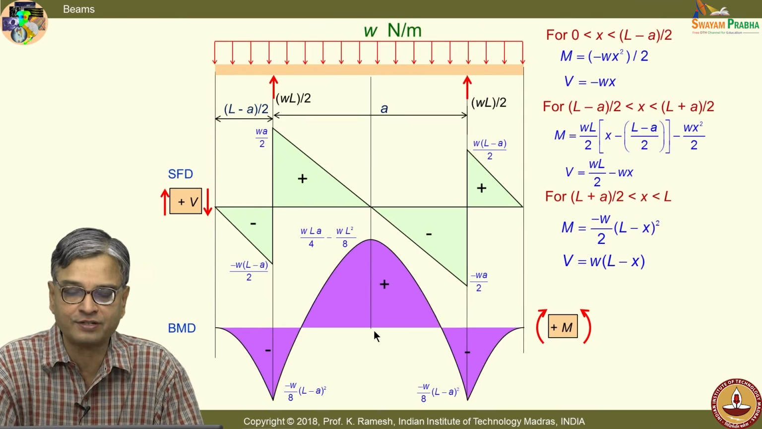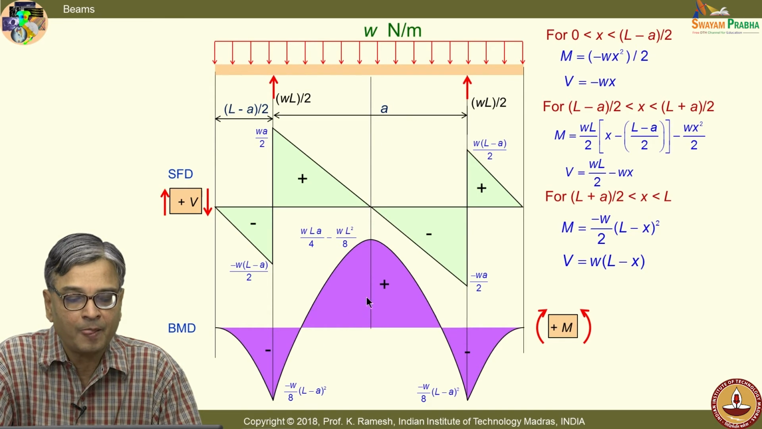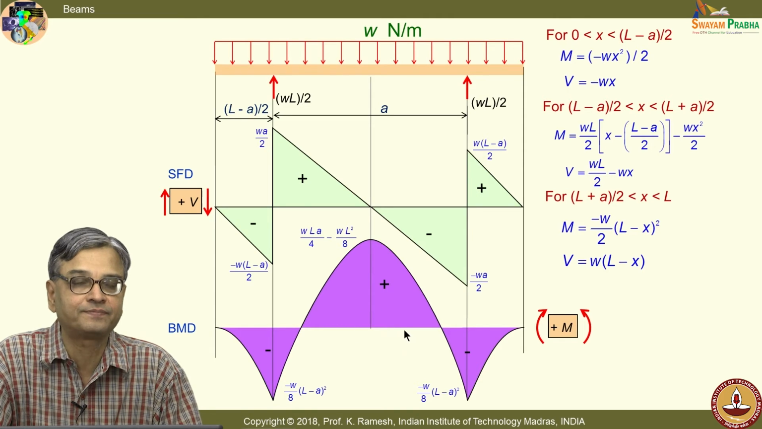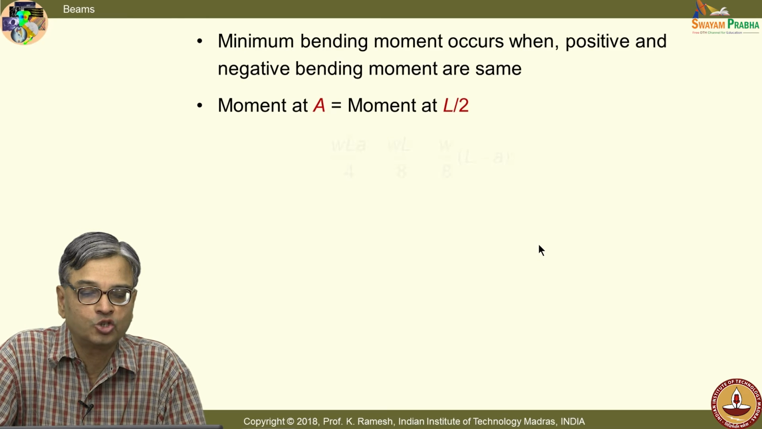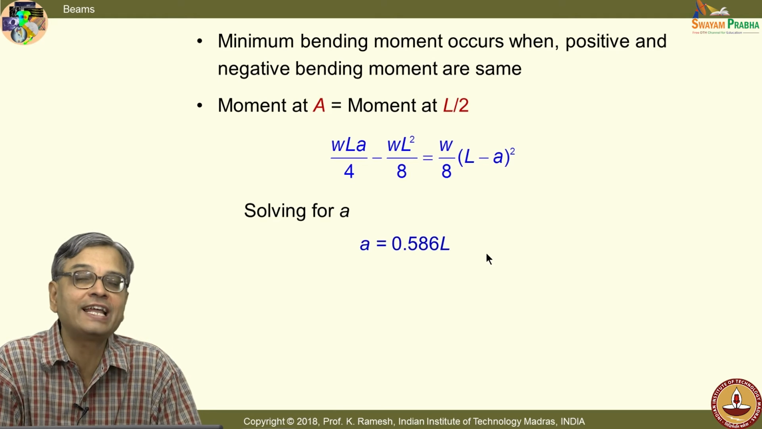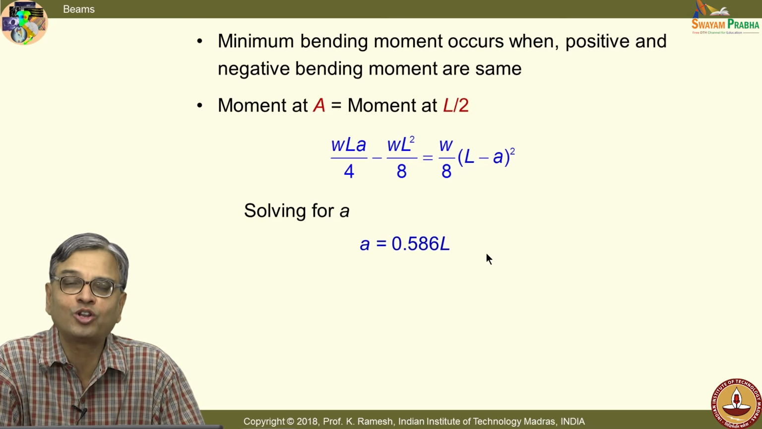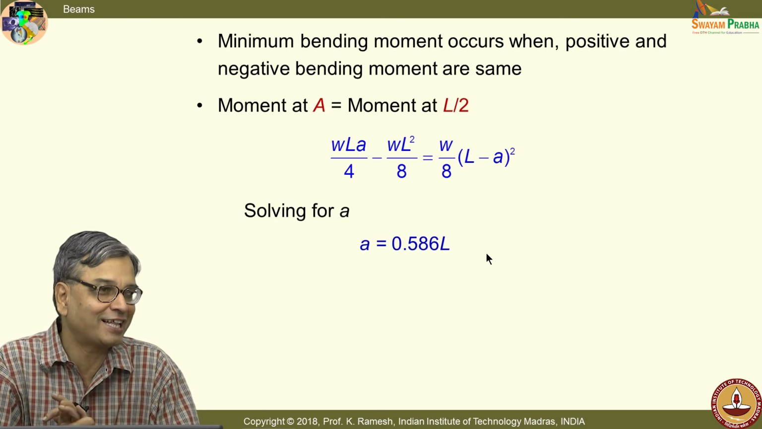So, what we are really trying to say is, if I find out length A such that the bending moments on the negative side and positive side are equal, let me put that condition. So, when I equate these two expressions, I get my A as 0.586 L. You can argue either way. My intuition was correct, I have got 0.5. I can also argue you are not correct, you have got 0.586. This debate can continue for any length of time.